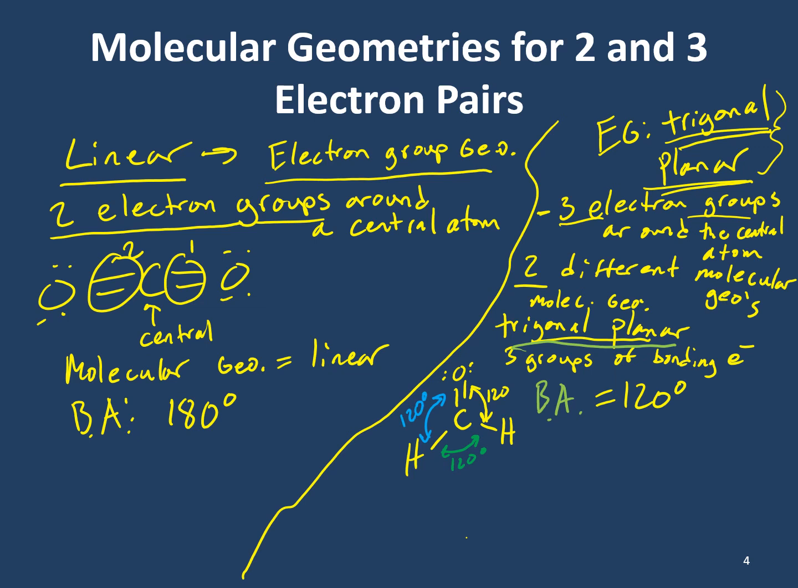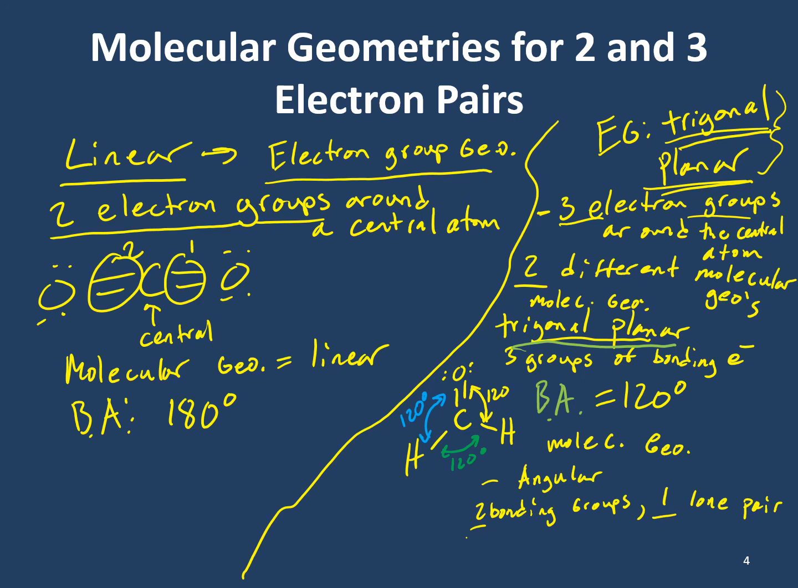So let's talk about another example here. The other molecular geometry possible for this electron group geometry is angular. Angular occurs when we have 2 bonding groups and 1 lone pair on the central atom. Again, if you count, we still have a total of 3 groups around the central atom, so our electron group geometry is still trigonal planar.